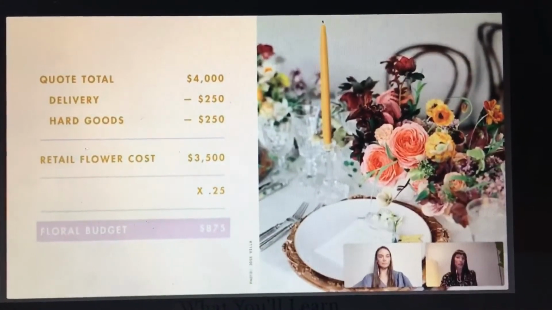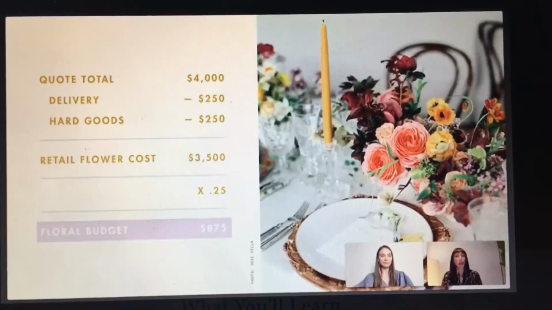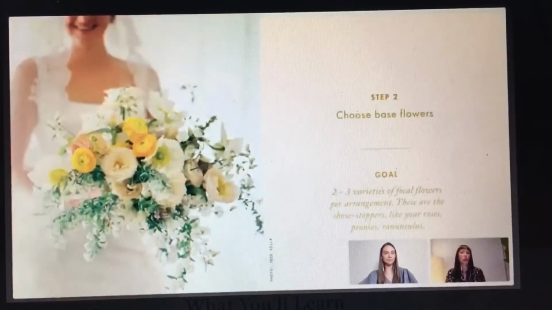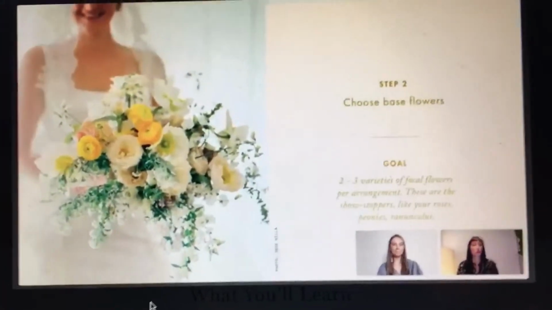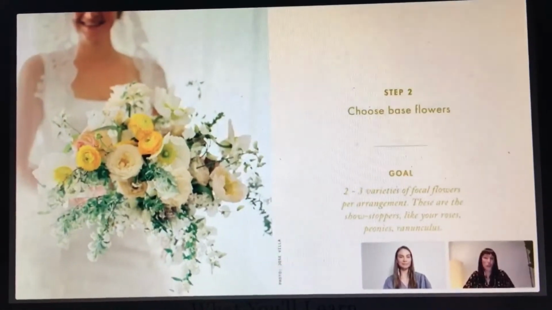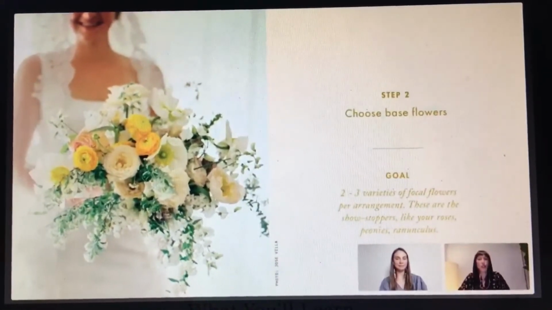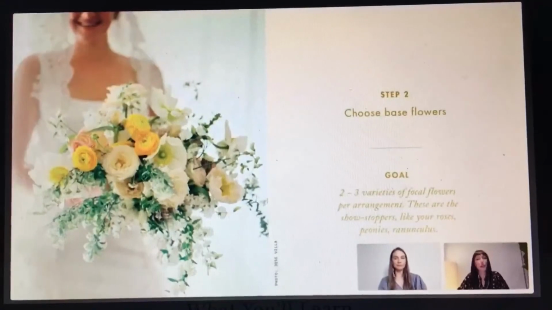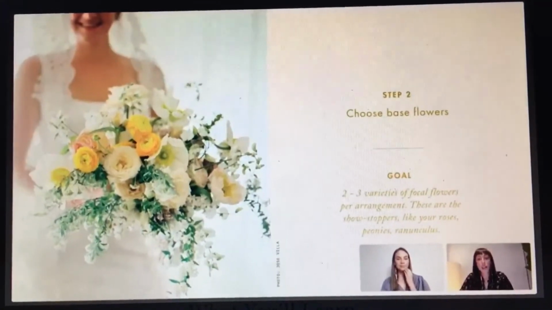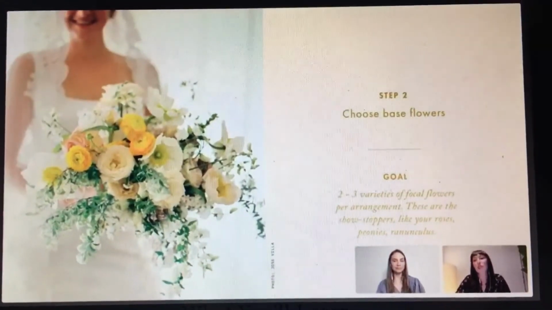So the next step is to choose the base flowers for your arrangements. When you begin writing your order, you want to choose your base or focal flowers. You probably only need 2 to 3 varieties of these per arrangement, so keep that in mind when you're picking out varieties at this point. You'll figure out how many you actually need later on. Right now, we're just choosing the flowers.